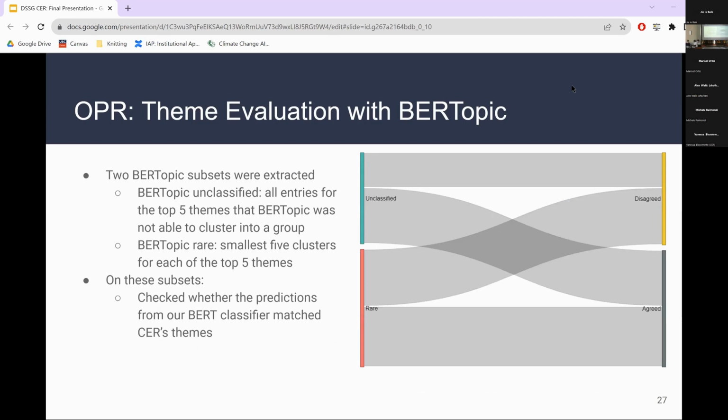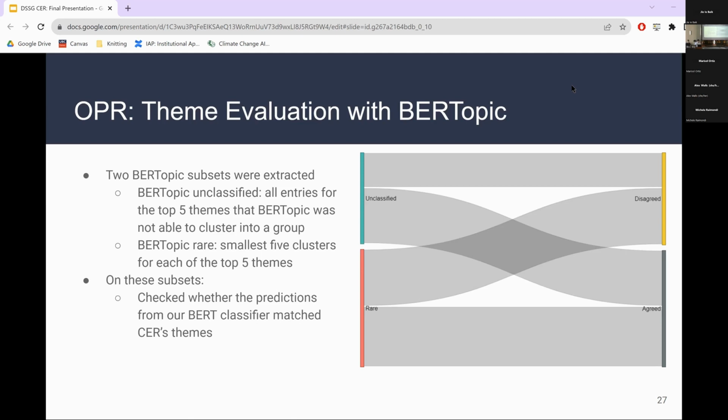As Chloe mentioned before, we were also interested in understanding if there was any kind of relationship between our unsupervised approach, which was BERTopic, and our supervised approach, which was BERT. Initially, we took out two specific subsets from the first run of BERTopic that was run across the entire data set. Whenever BERTopic is not able to classify an entry into a specific group, it will label it as unclassified. And so we took some of those entries for the top 5 themes specifically.